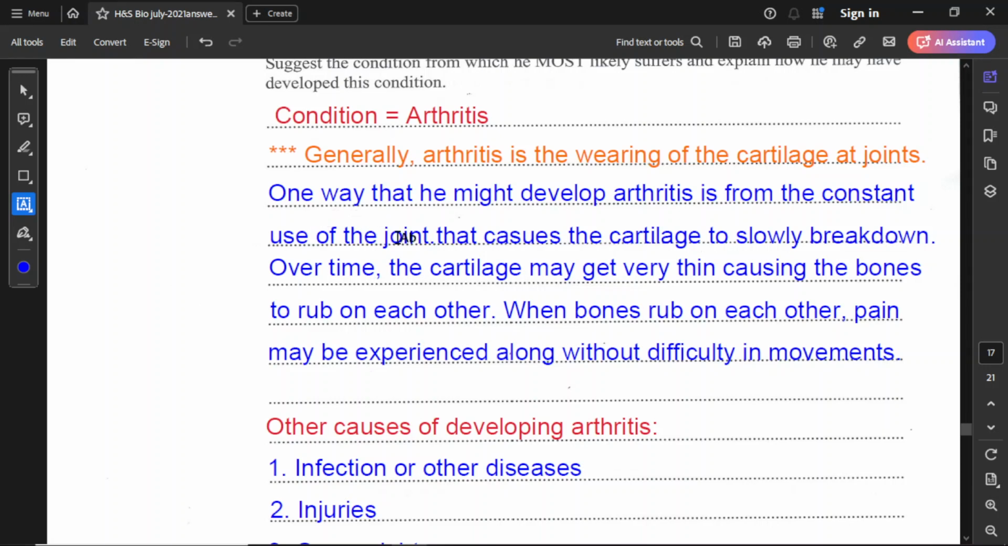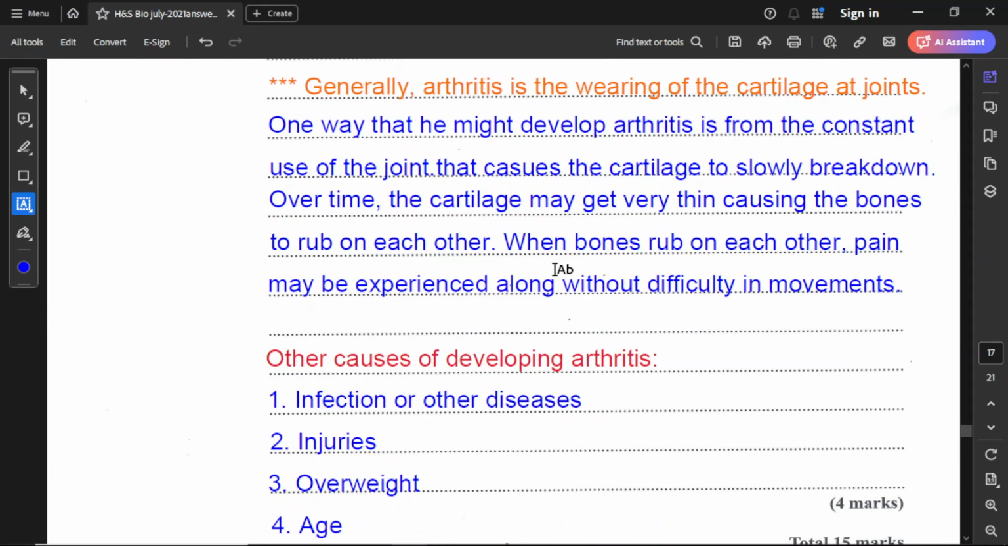All right, and of the joint that cause the cartilage to slowly break down. And it said over time, the cartilage may get very thin, causing the bones to rub on each other. And it said when bones rub on each other, pain may be experienced along with difficulty in movement. All right, and that's what it's describing as symptoms up top.